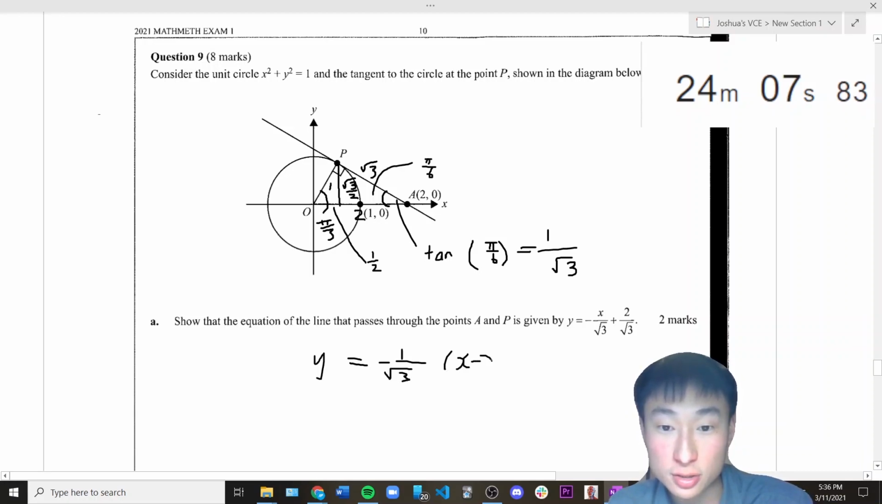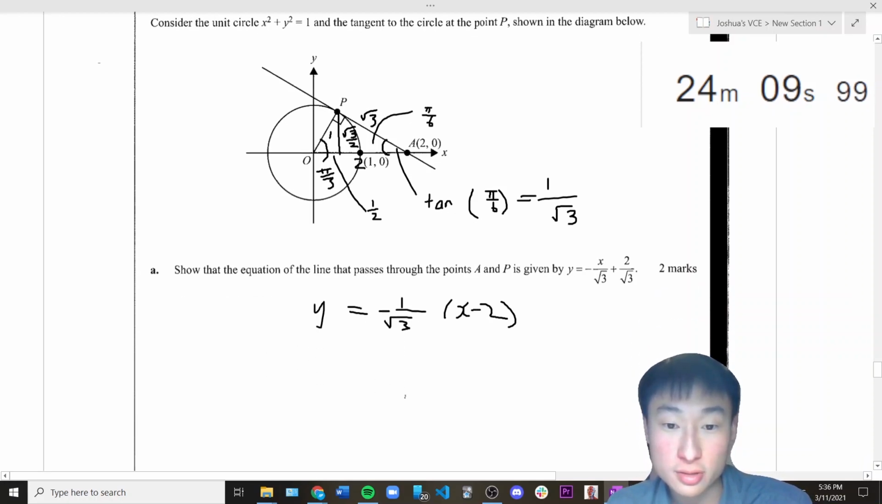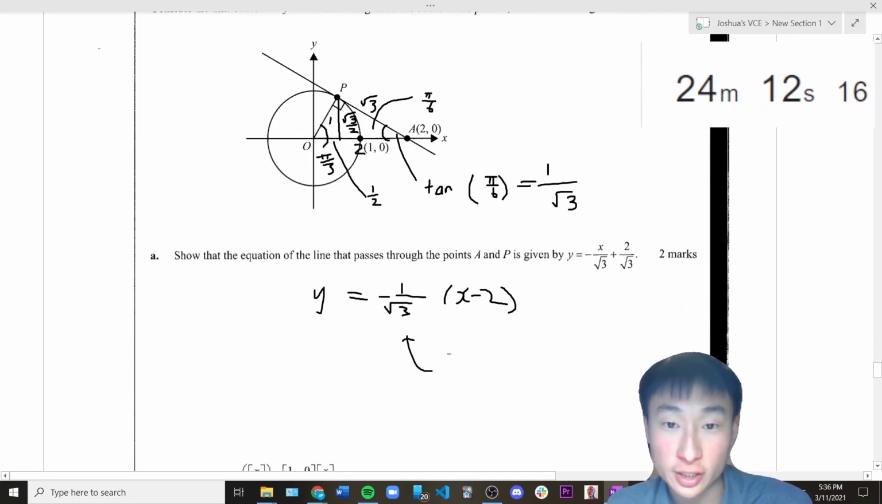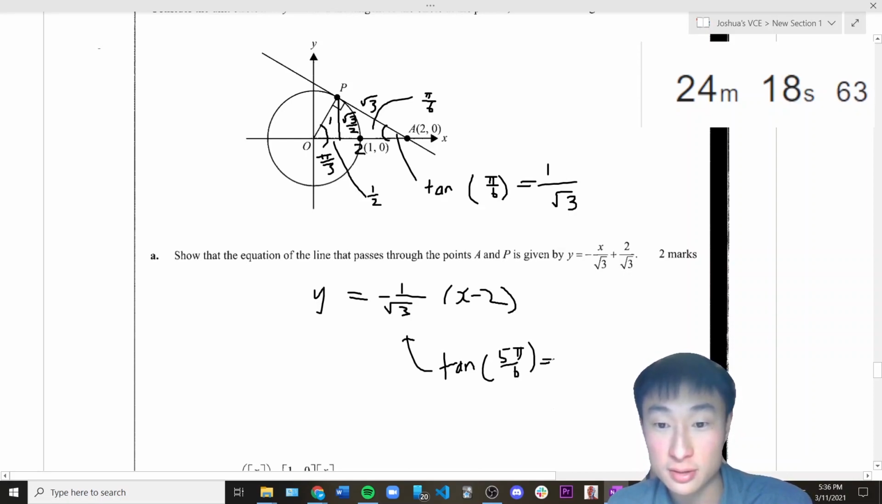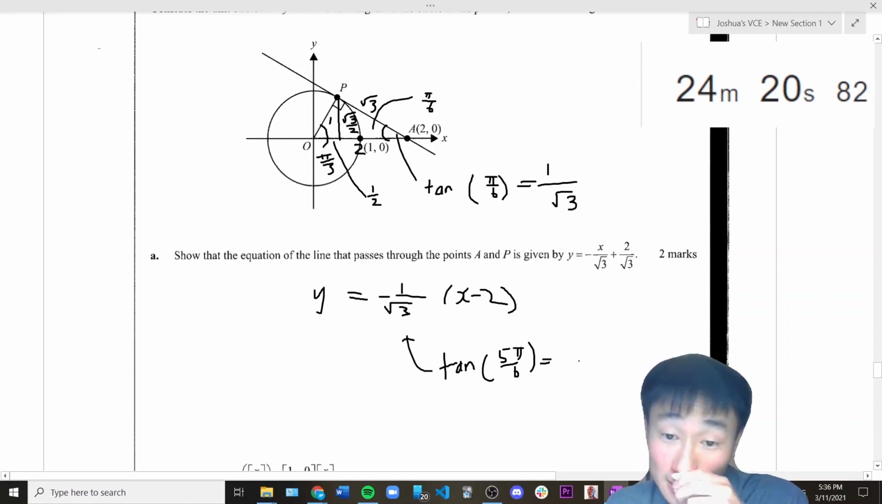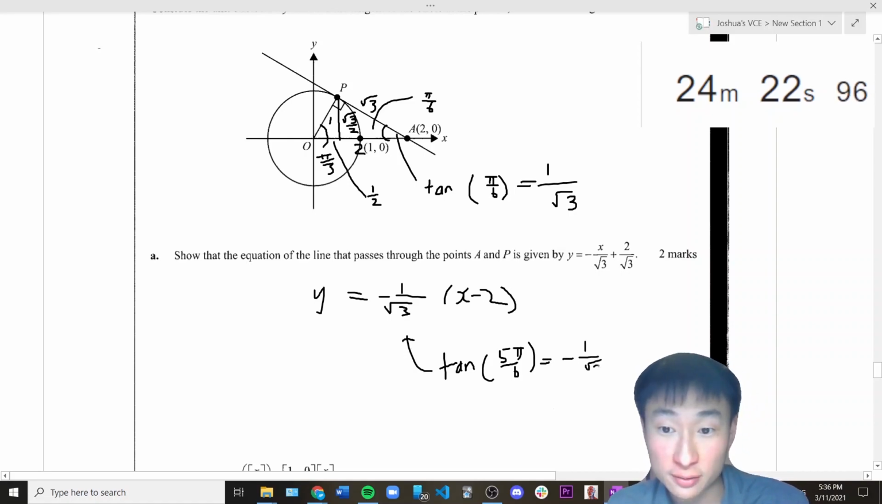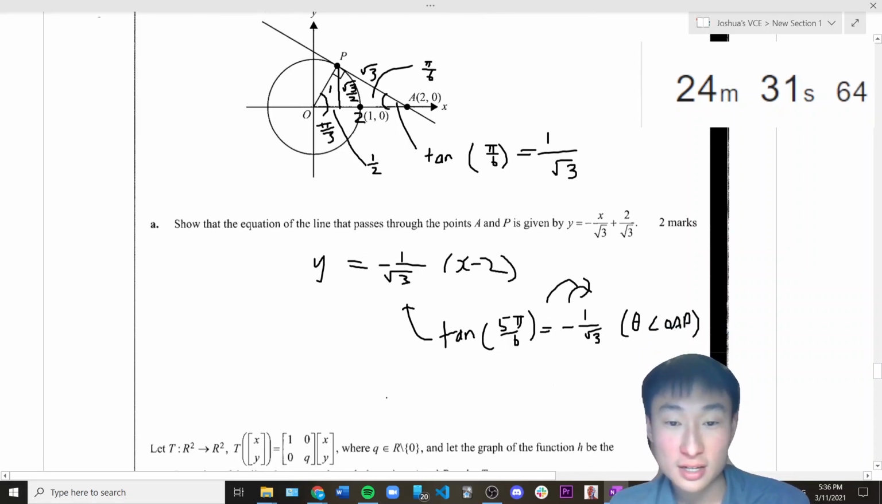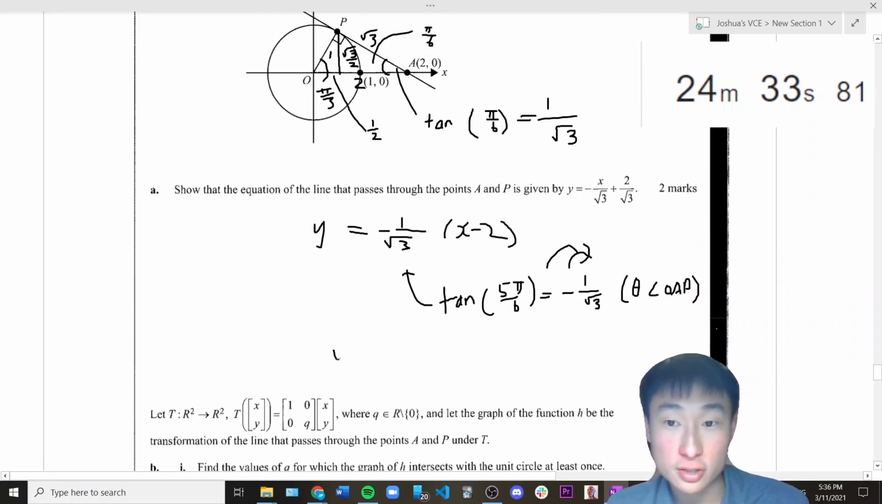x minus 2. Because this, I should write some working, but I might just skip the working a bit. Tan pi over 6 is equal to negative 1 over root 3, which is the angle of OAP. Okay, hopefully that's 2 marks. And then I'll just have to rearrange it. So therefore y is equal to minus 1 over root 3 x plus 2 over root 3.